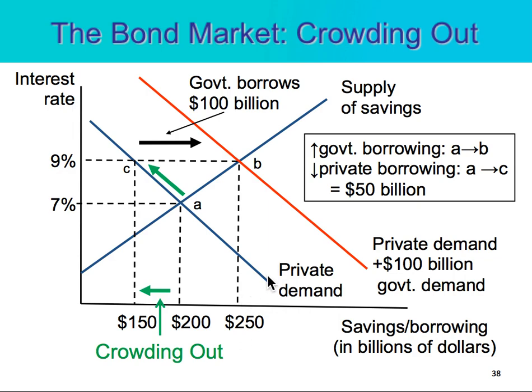But notice if you just focus on private demand, the movement is from A to C. At the higher interest rate, there's $50 billion less borrowing that takes place. So we'd say that even though total borrowing increased by $50 billion, private borrowing actually fell by $50 billion. The difference of the 150 to 250 is the $100 billion of government borrowing that takes place.